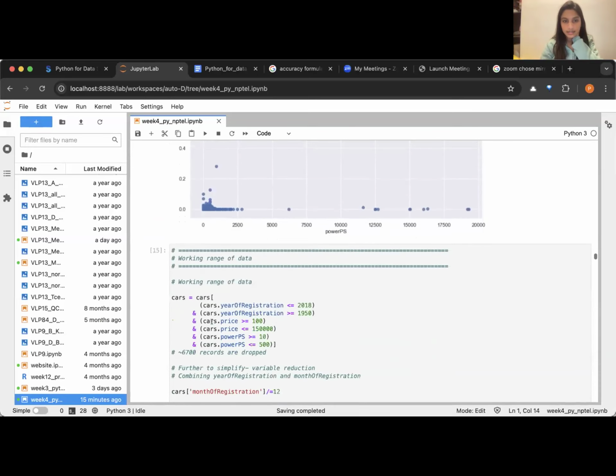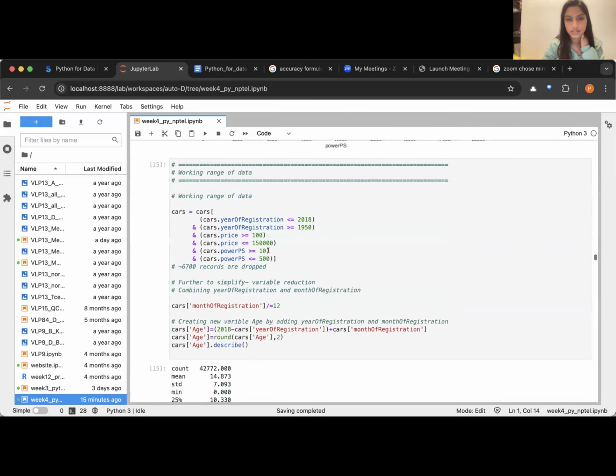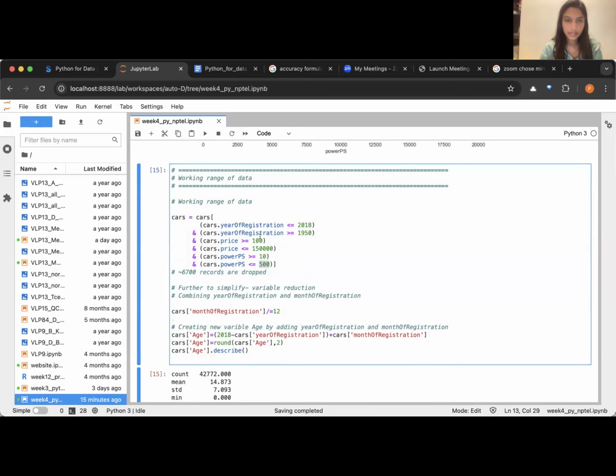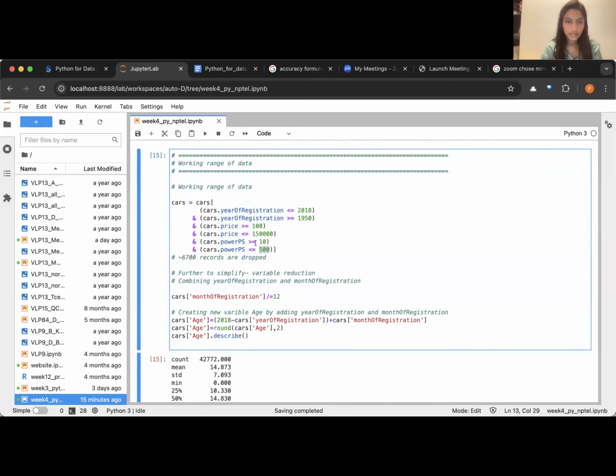So looking at such plots, you decide what the working range has to be for Power PS. And for Power PS, there are also theoretical values. It has to be at least 10 whatever units for the car to start. The Power PS has to be this much, and the maximum Power PS a car could have is this much. So you also take into account such theoretical limits and you filter your data accordingly. So that's what it's done.